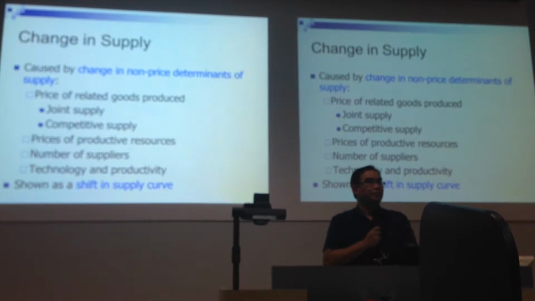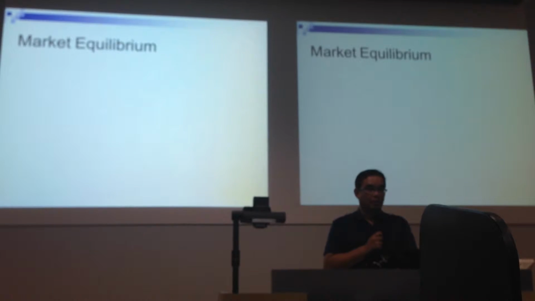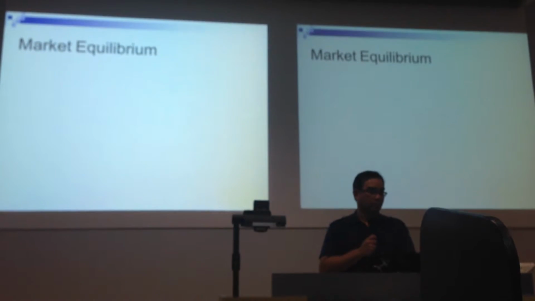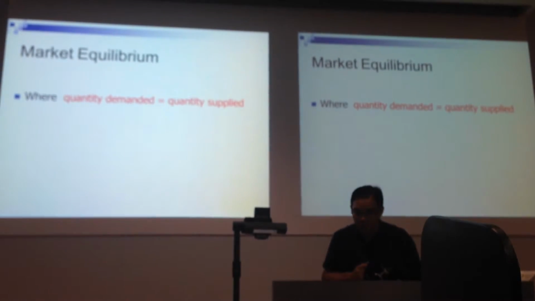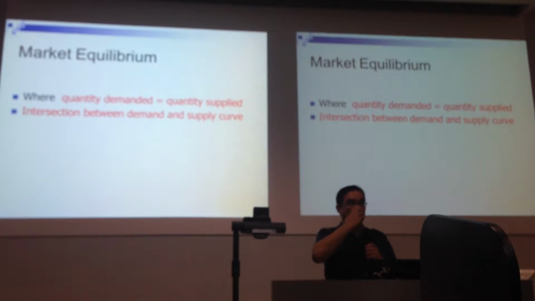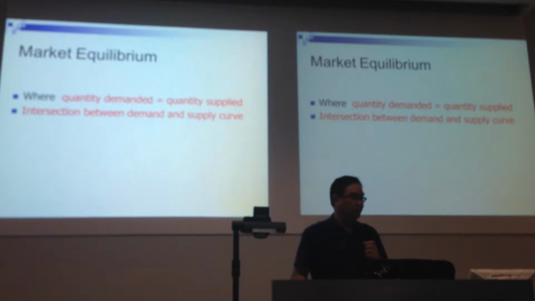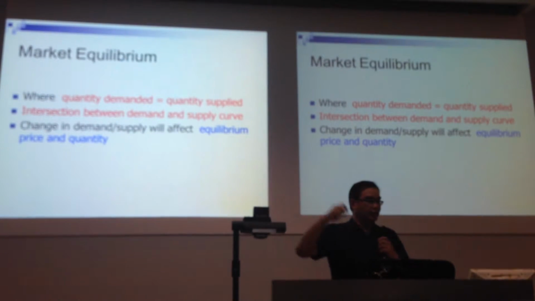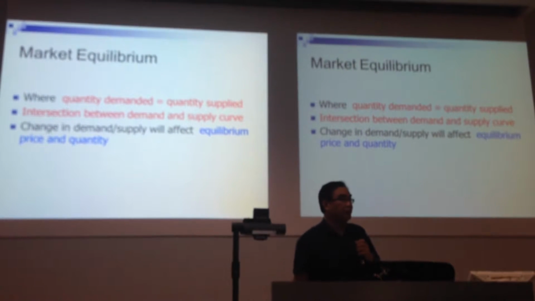Okay, so next thing: market equilibrium. It occurs where the quantity demanded is equal to the quantity supplied. And graphically it's shown at the point of intersection between the demand and the supply curve. So if there is a change in demand or supply, meaning a shift in the demand curve or the supply curve, this will result in a change in the equilibrium price and the equilibrium quantity.